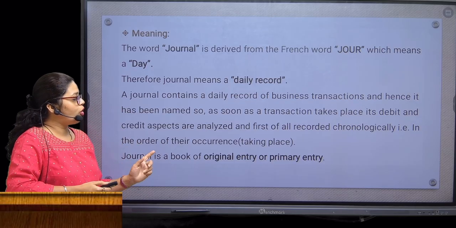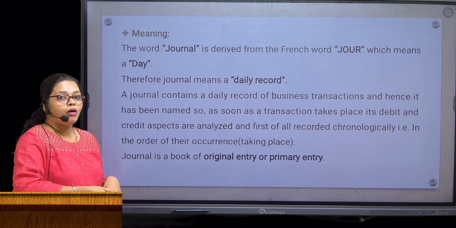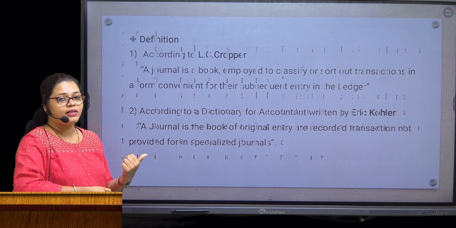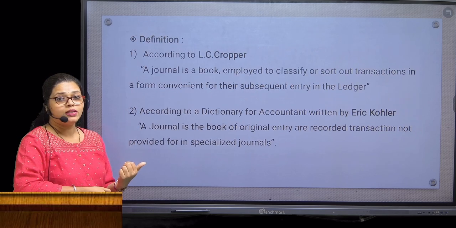So journal is a book of original entry because we are going to record the first transaction, and it is also called a book of prime entry.